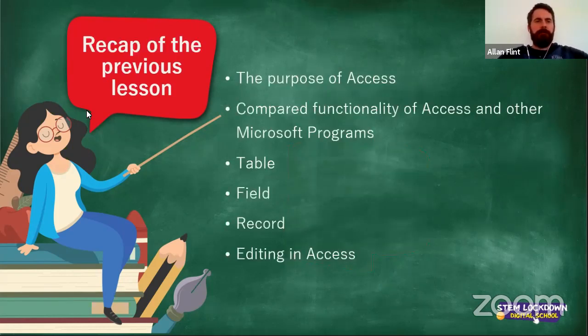Just giving a recap of the previous lesson. We looked at the purpose of Access. We compared the functionality of Access to other Microsoft programs. We did a little comparison of Microsoft Access with Microsoft Word and Excel, and how the ribbon differs in Microsoft Access compared to Microsoft Word. We looked at a couple of features yesterday. We looked at what a table is, a field, and a record, and we also did a bit of editing in Access. That is all the lessons that we did yesterday.